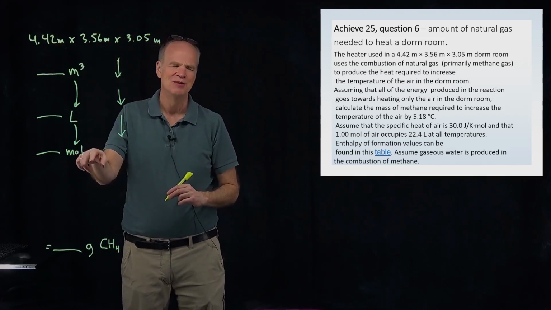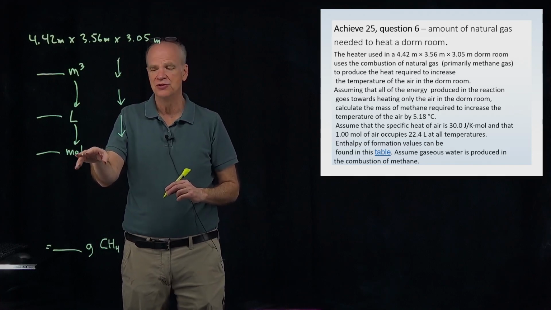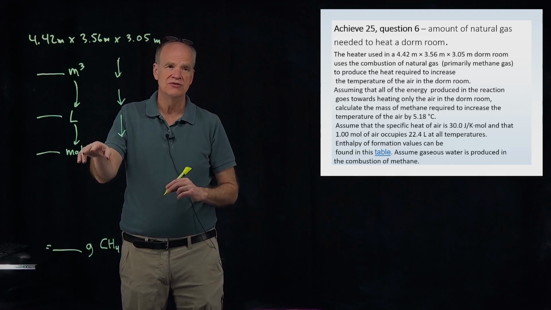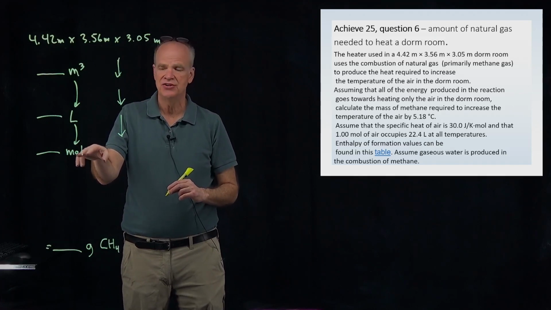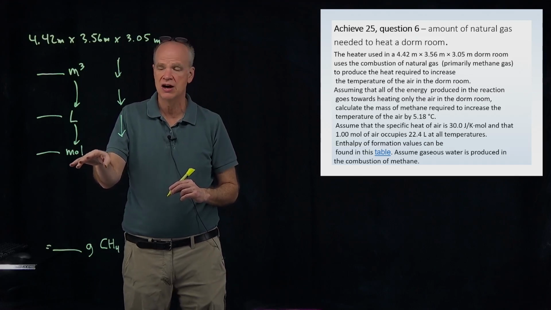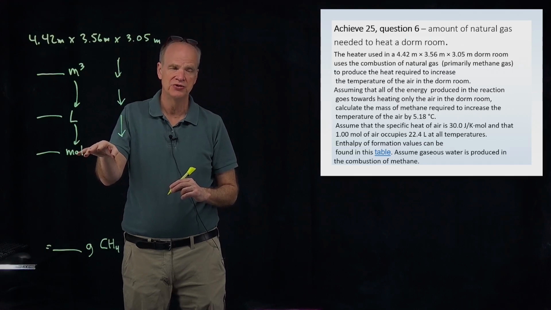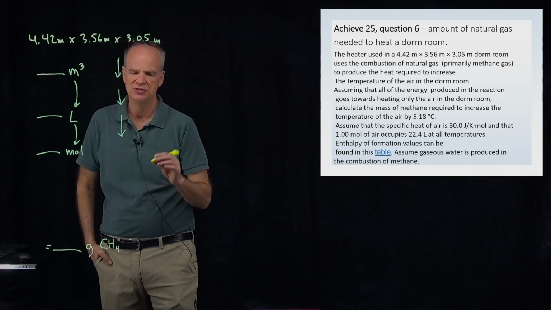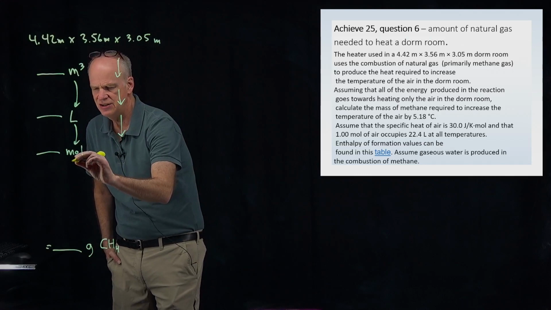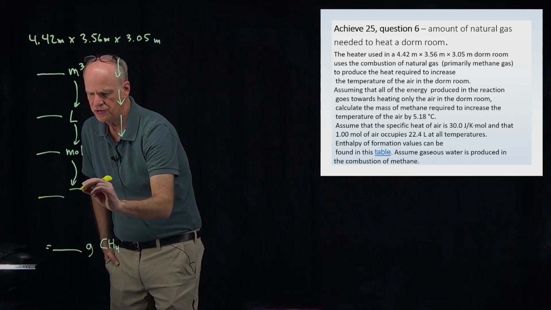So we have moles of gas. And what you can do, if you're really careful, is you are given a specific heat for the gas. So you can take the moles of gas and figure out how many joules are required to heat these moles of gas by a certain temperature change. That's a little tricky. But in the end, you can take moles of gas to joules.